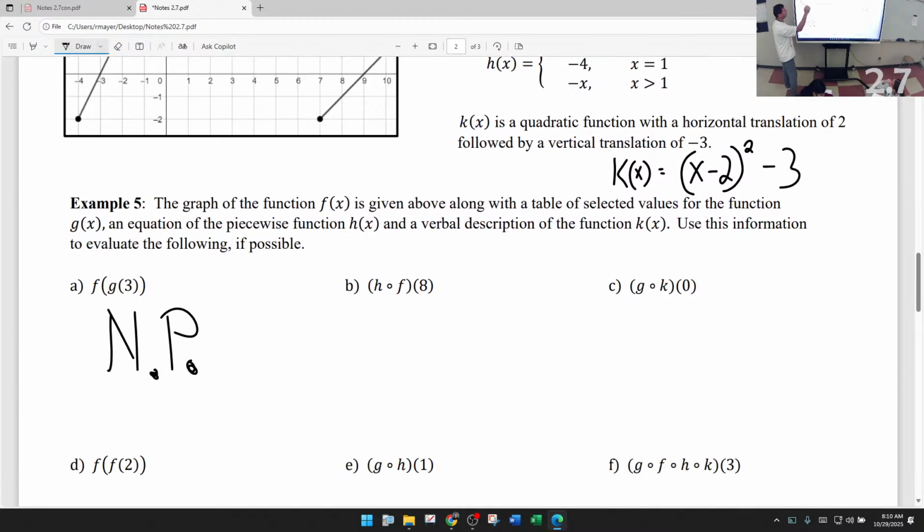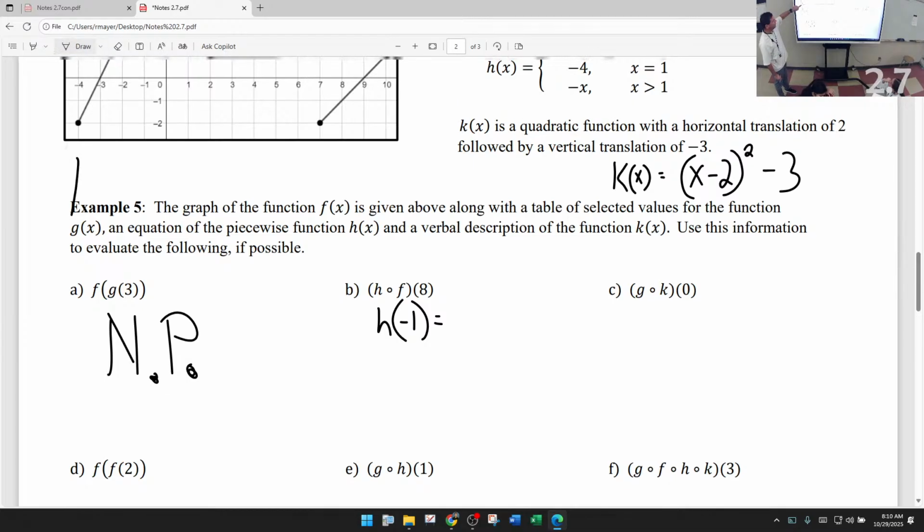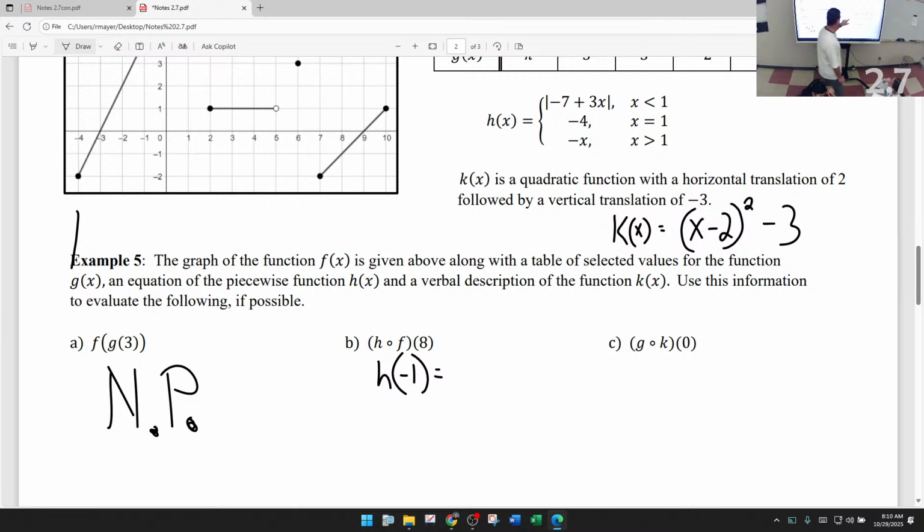So now, instead of h of f of 8, it's h of -1. And again, I'm just going to write it like that, because when I inputted an 8 on f, I outputted a -1. Now I have to go to h and find a -1. This is if x is greater than 1, if x equals 1, and if x is less than 1. So x less than 1 is here. Now I plug in -1, and -1 times 3 is -3. -3 and -7 is -10, but then I take the absolute value of -10 and get 10.